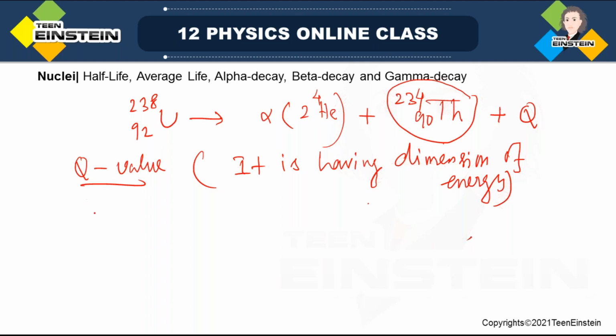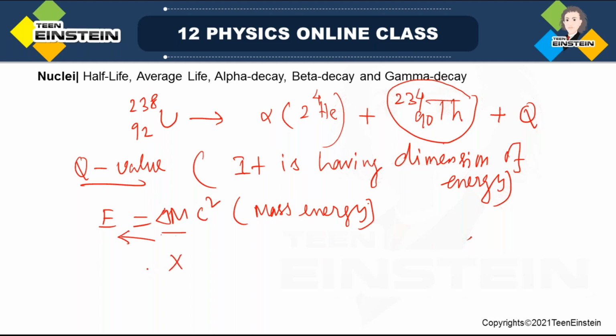We have learned Einstein's mass energy equivalence, E equals mc square, or delta m c square. Delta m c square means, if delta m amount of mass vanishes, that amount gets converted to equivalent energy, given by delta m into c square. This is called mass energy.